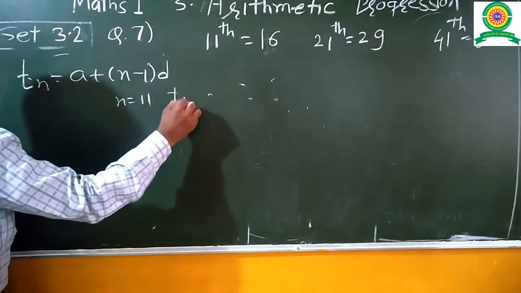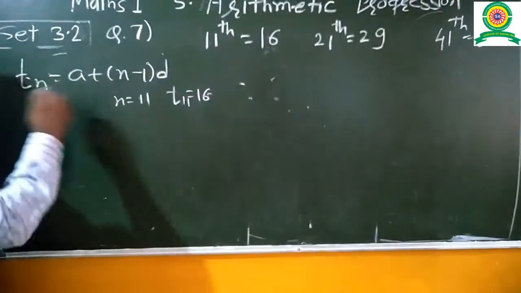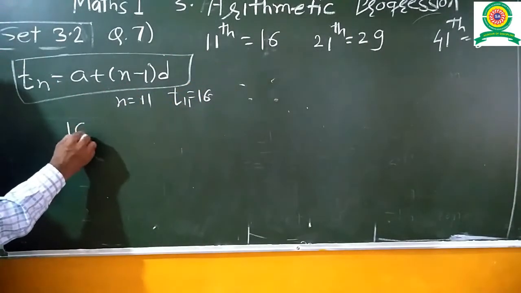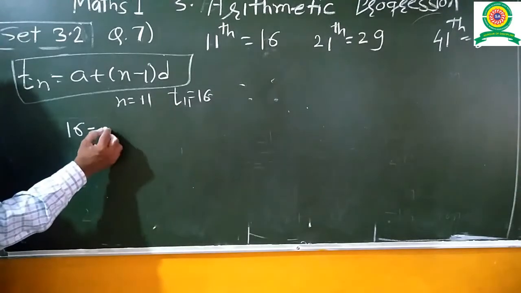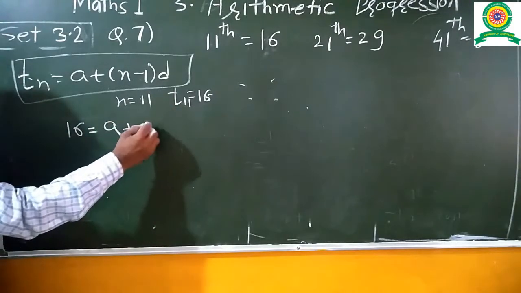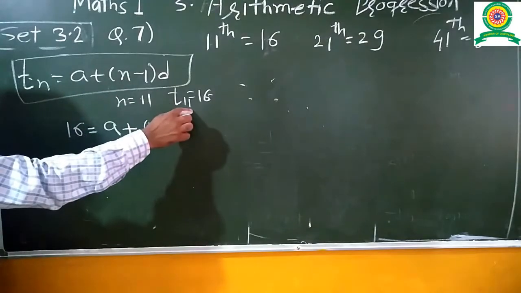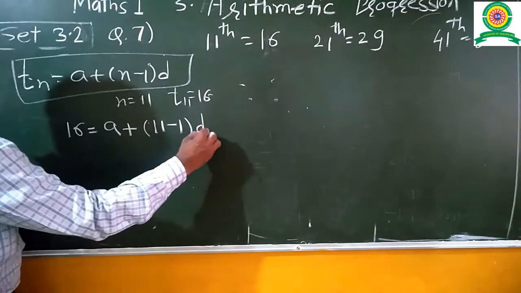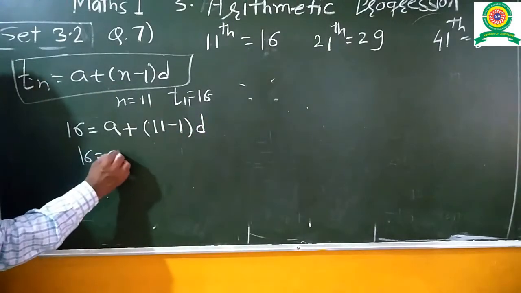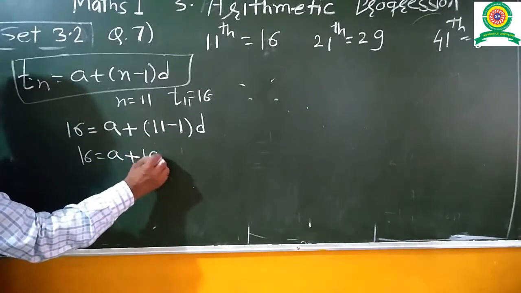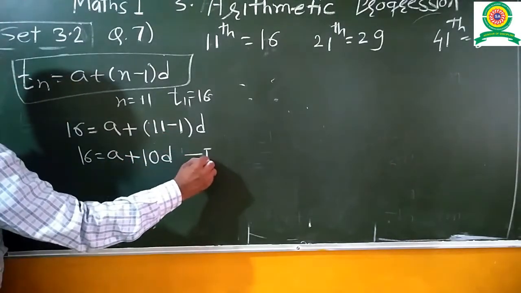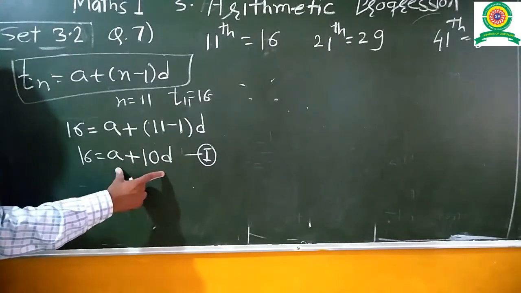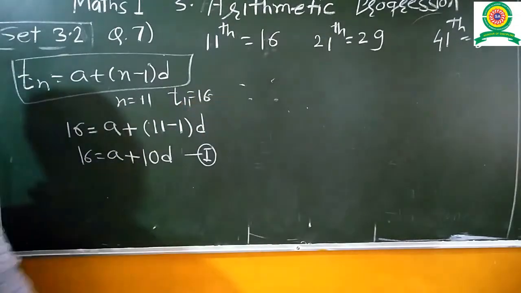T11 is what? 16. By putting the values in this given formula, Tn is equal to what? 16. T11 is 16, plus A, we do not know. Then N is what? 11. This 11 minus 1 into D, we do not know the value of D. So 16 is equal to A plus (11 minus 1), 10D. So we get a simultaneous equation, as we are calculating two variables. So we get the equation number first.